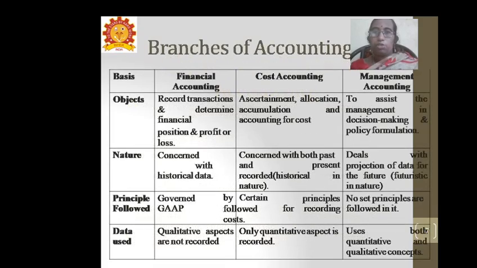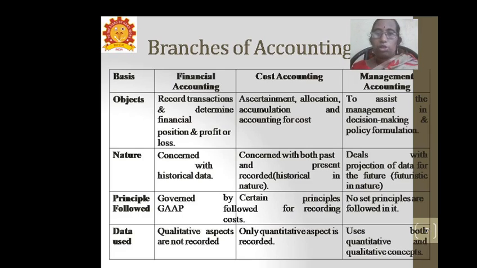So far, we have seen what the objectives of accounting are. Various branches of accounting are available. We have these three branches: financial accounting, cost accounting, and management accounting. These three are very important objectives and branches of accounting. Here there are differences between financial accounting, cost accounting, and management accounting.